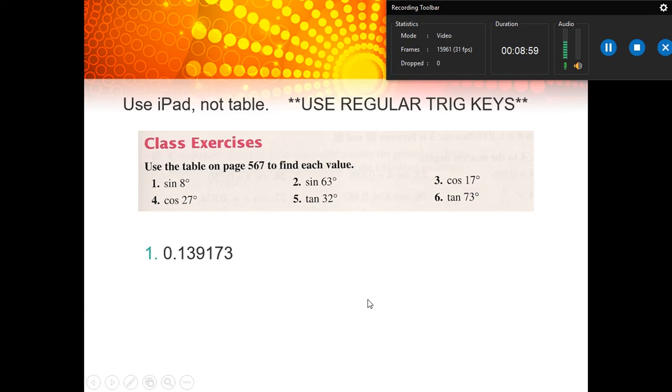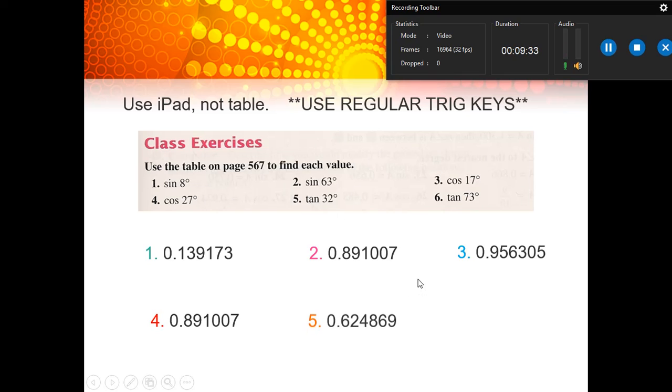We'll do the same with number 2, sine of 63. This should be the decimal that it returns. Cosine of 17. Number 4, the cosine of 27. Now we have 2 answers that are identical here, number 2 and number 4. It's worth mentioning that one is sine and one is cosine, and 63 plus 27 is 90. So 2 and 4 are complementary functions. Number 5, the tangent of 32. And number 6, the tangent of 73.